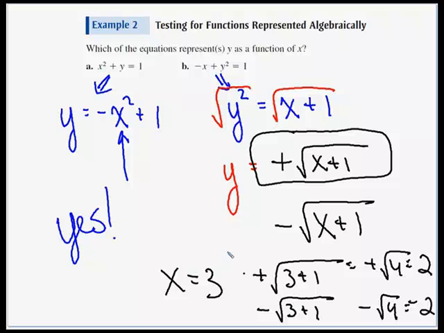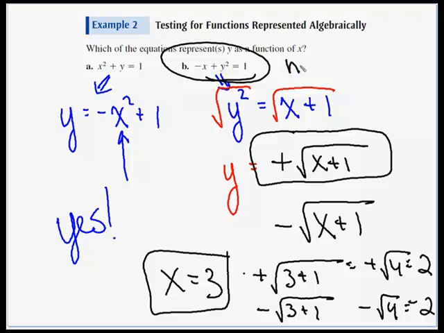I put the same input in. I put a 3 into each of these pieces of this function, and I got different outputs. So that's an automatic disqualifier. B is not a function. You know, again, if we graphed those points, that would be a failure of the vertical line test.